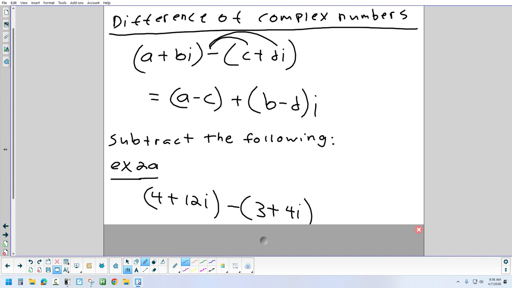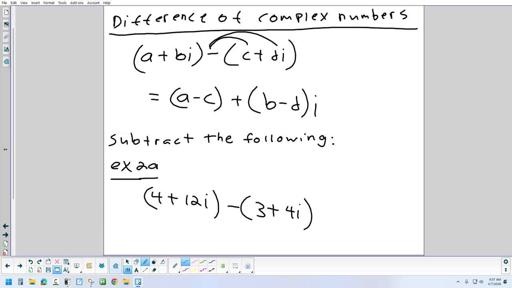Okay, let's try this one. 4 plus 12i minus 3 plus 4i. Jaden, what's going to be my real part there? 1. Yep, 1. So 4 minus 3. And how about the imaginary part? What's that going to be? Yep, 8i. 12i minus 4i gives you 8i.